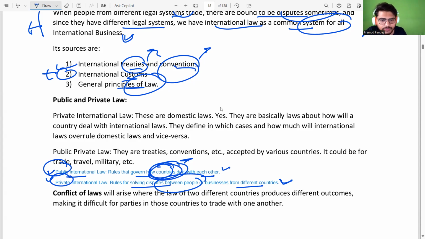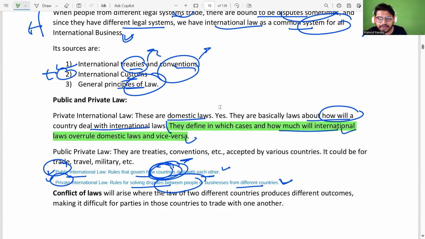Private international laws are domestic laws. They are basically laws about how a country deals with international laws. They define in which cases and how much international law will overrule domestic law and vice versa. I hope you remember the example I gave: Indian law says the product can only be sold to the consumer under a limit, while international law says that when this product is sold in China, they have to allow it. So this is the overrule of international law over Indian law.